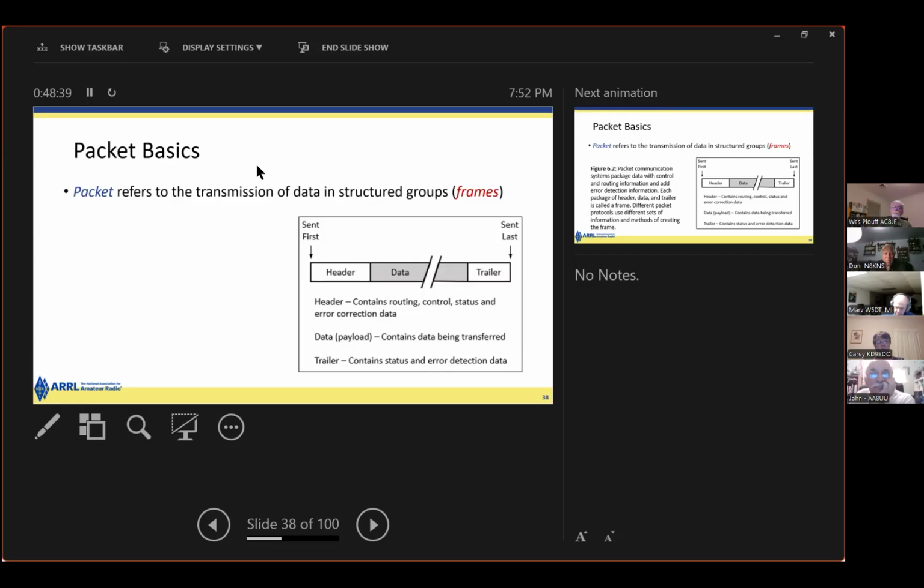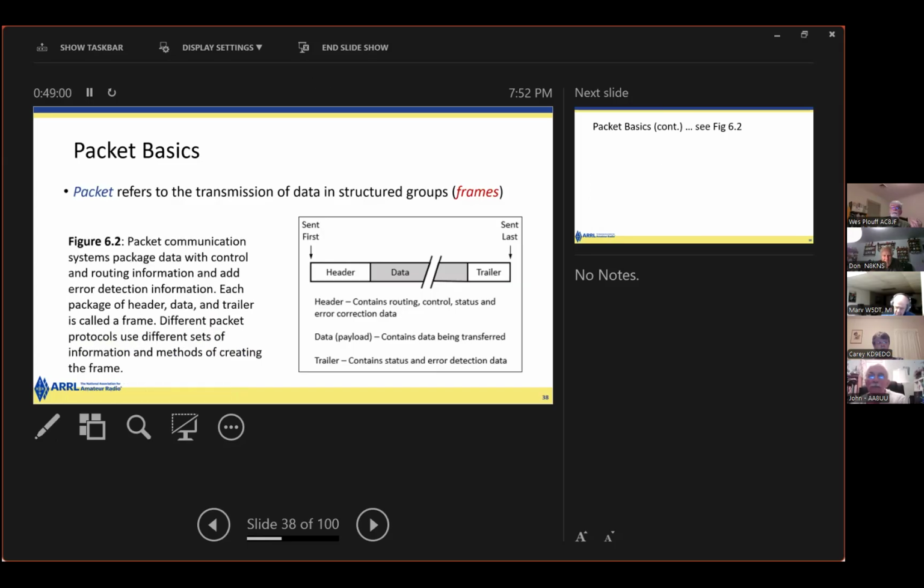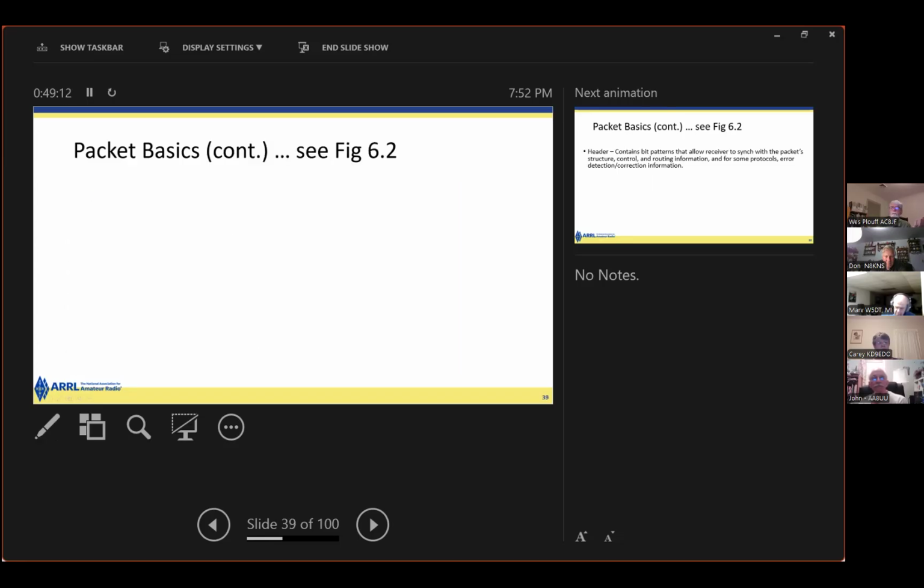Anyway, the packet refers to transmitting data within a structure, and the extra parts of the structure are for control and to ensure the quality of the packet, and for orderly flow of data between transmitter and receiver. Different packet protocols use different sets of information in the header and the trailer.